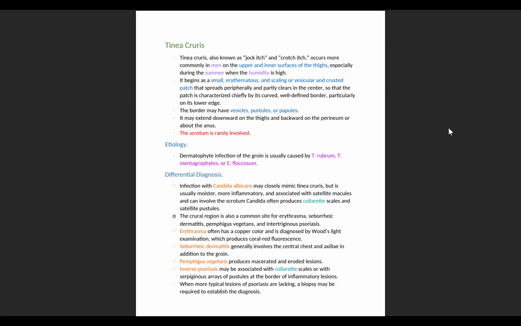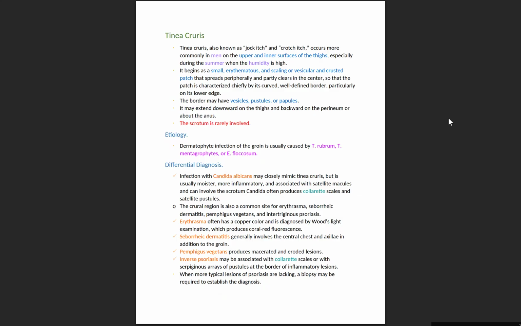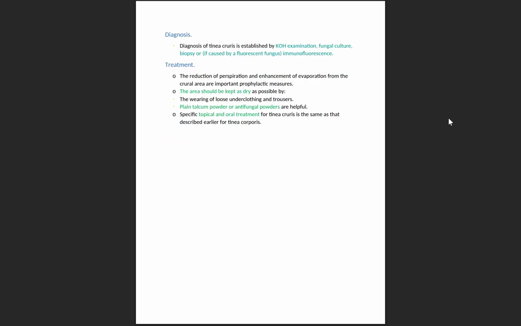Inverse psoriasis may be associated with collarette scales or with a serpentinous array of pustules at the border of inflammatory lesions. When more typical lesions of psoriasis are lacking, a biopsy may be required to establish the diagnosis. Diagnosis of tinea cruris is established by KOH examination, fungal culture, biopsy, or of course by fluorescent fungus. Immunofluorescence may be used.